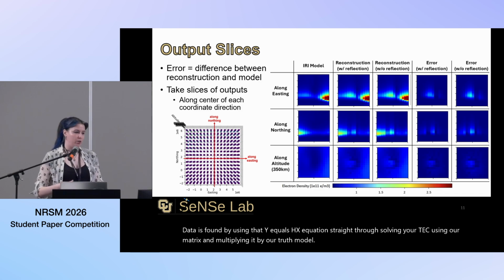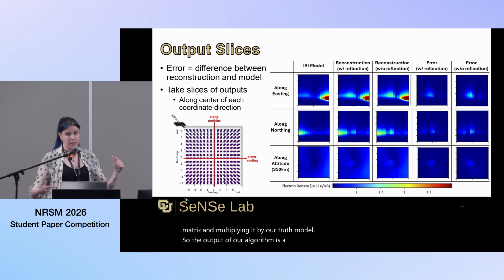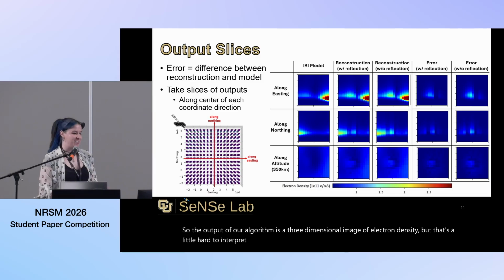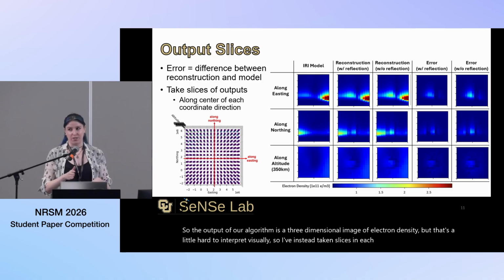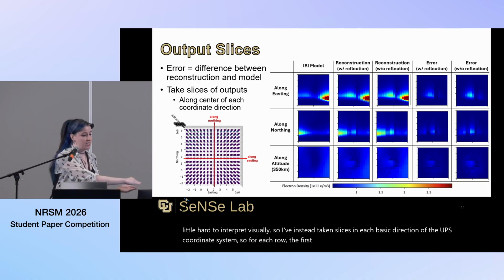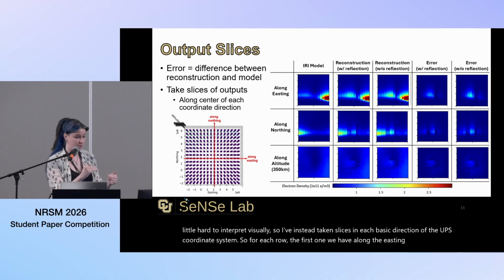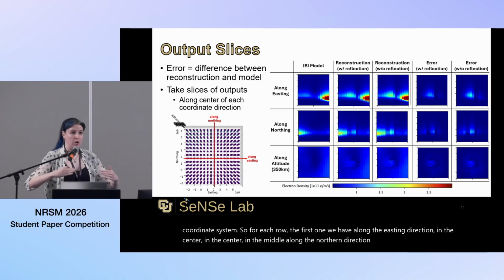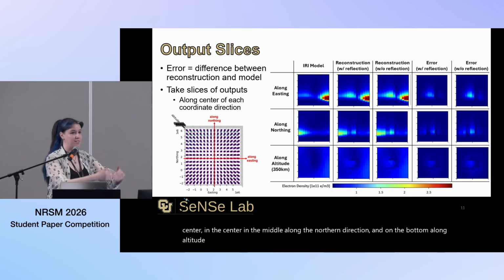So the output of our algorithm is a three-dimensional image of electron density, but that's a little hard to interpret visually. So I've instead taken slices in each basic direction of the UPS coordinate system. For each row, the first one is along the easting direction in the center, in the middle along the northing direction, and on the bottom along altitude. That's just if you sliced it like a hamburger bun, right in the middle.